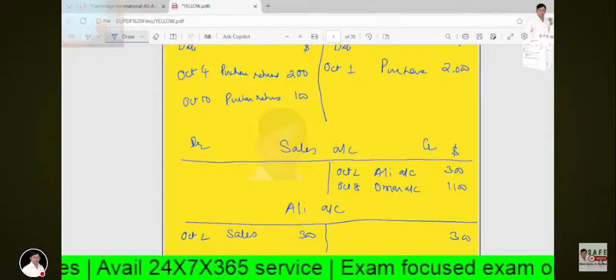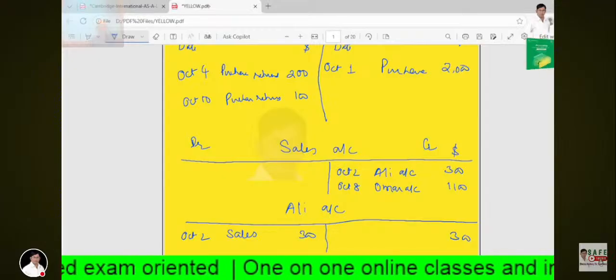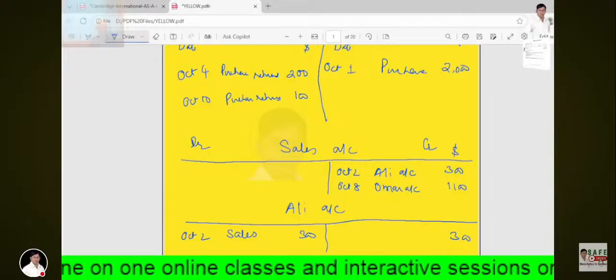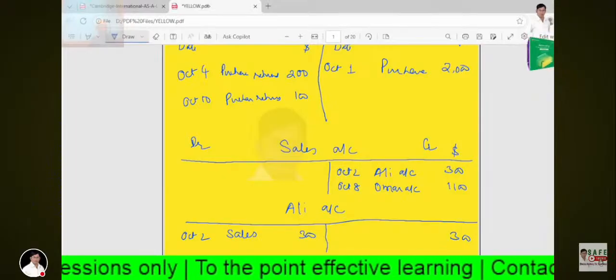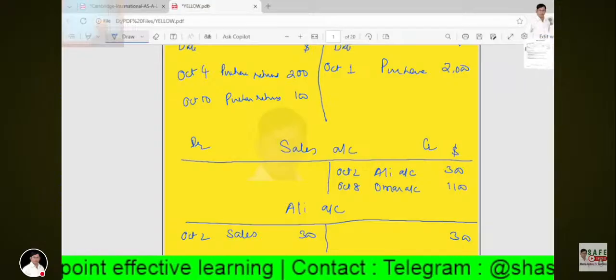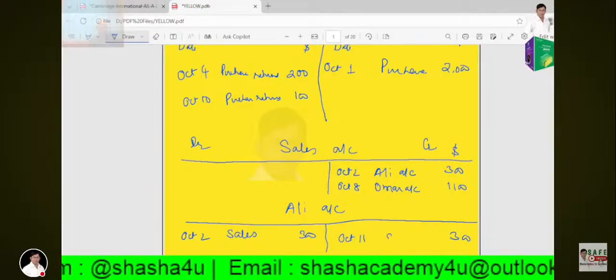So we have to credit him. We have to credit Ali because he is the giver. Credit the giver. He is the giver of the goods. So October 11th. Why are we crediting? Because of sales returns.